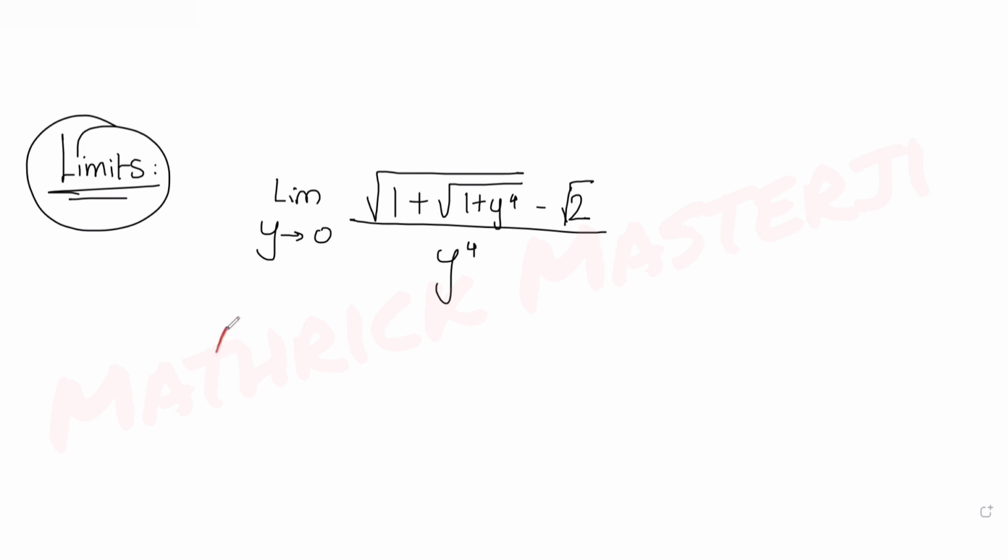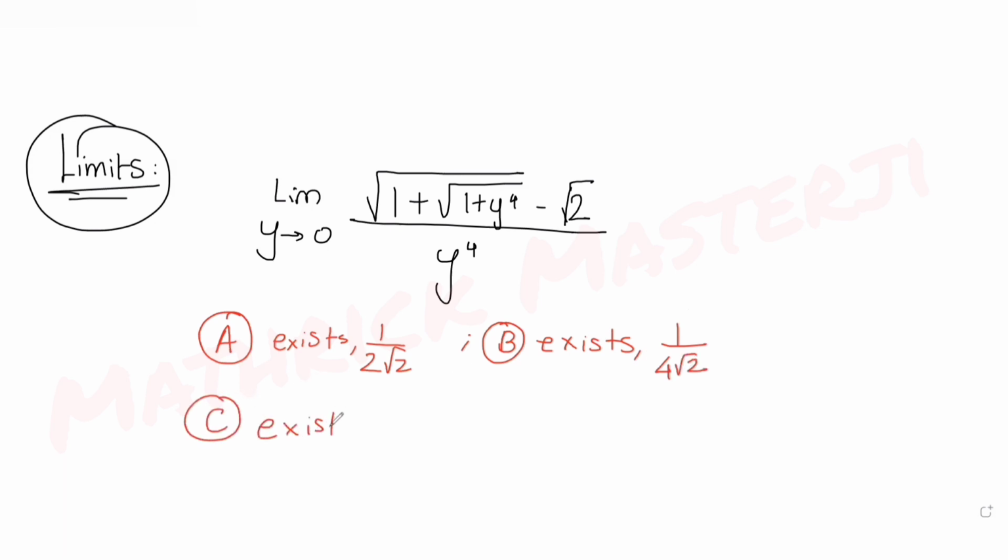The first option says the limit exists and is equal to 1 upon 2 root 2. The second option says the limit exists and is equal to 1 upon 4 root 2. The third option says the limit exists and the answer is 2 root 2 (1 plus root 2). And the last option says the limit does not exist. So let's figure out which answer choice matches.